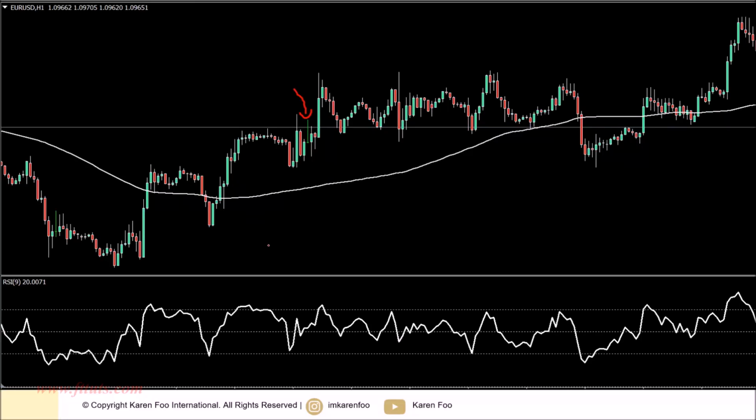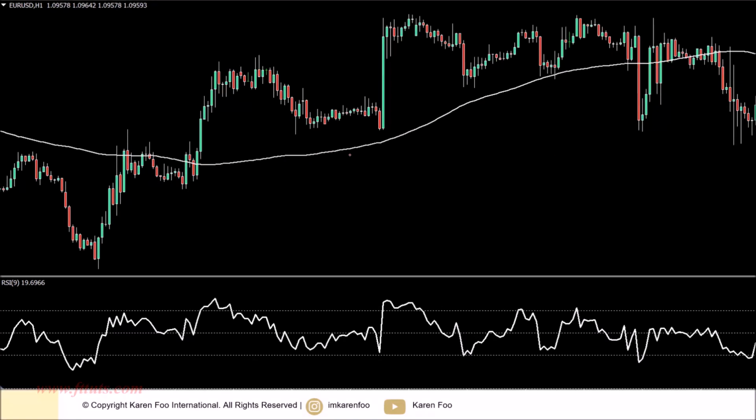How do you know that? First thing first, it is formed at a random place. It's not testing any critical level, and the next candle that forms is a bullish candle. So just like with any other candlestick pattern, you gotta learn how to spot false signals.